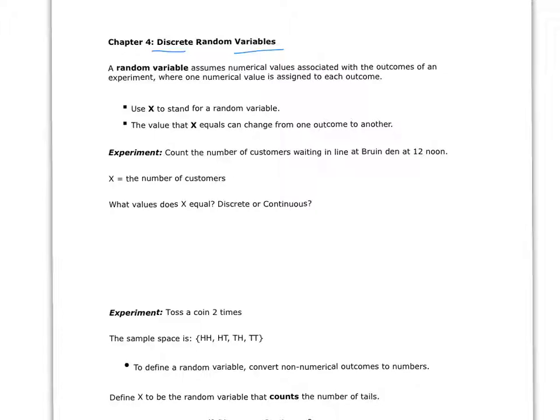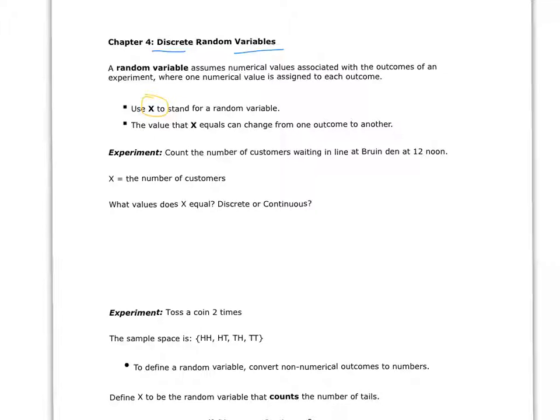A random variable is a variable that assumes a numerical value that is associated with the outcomes of an experiment. And each outcome is assigned just one numerical value. We typically will use x to stand for the random variable, and the value that x equals obviously can change from one outcome to another.